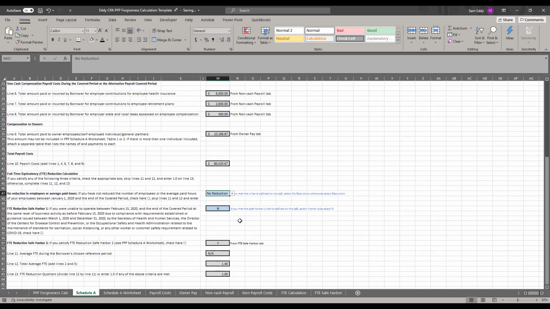Now this will eliminate any reduction for any FTE average that you have between your covered period and the reference period. If you do not meet this safe harbor reduction, you will just want to select reduction. If you meet the FTE reduction safe harbor 2, which is if you're unable to operate between February 15, 2020 and the end of the covered period, the same level of business activity as before February 15, 2020, due to compliance with requirements established by the HHS, the CDC, or the OSHA, then you can elect that you meet this safe harbor. Same principle: if you meet the safe harbor, you are removing any impact for any reduction for the FTE average. So if you meet either of these, you will want to select that you have no reduction, or yes, and that will change that. If you do not meet these, you would want to select reduction and no.